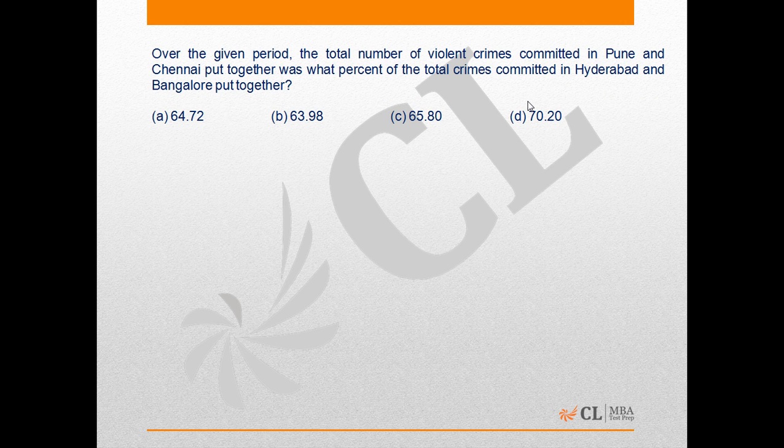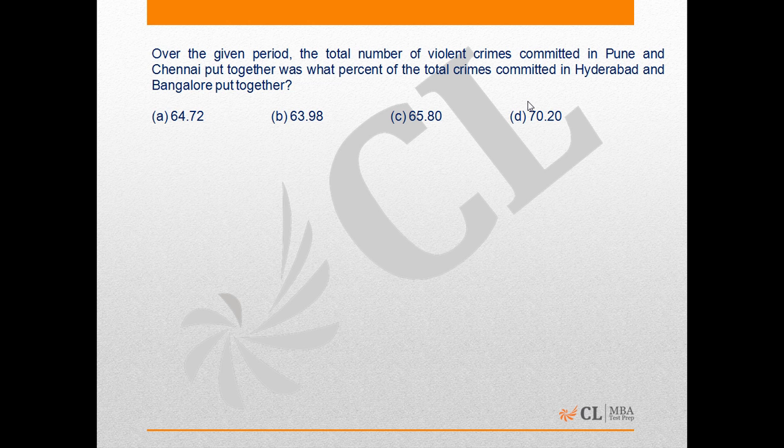In the last question, we have to find the total number of violent crimes committed in Pune and Chennai put together was what percent of the total crime committed in Hyderabad and Bangalore put together. Here, if we look at the options they are very close, so the only way to answer this question is to calculate the given thing rather than doing estimation and all.